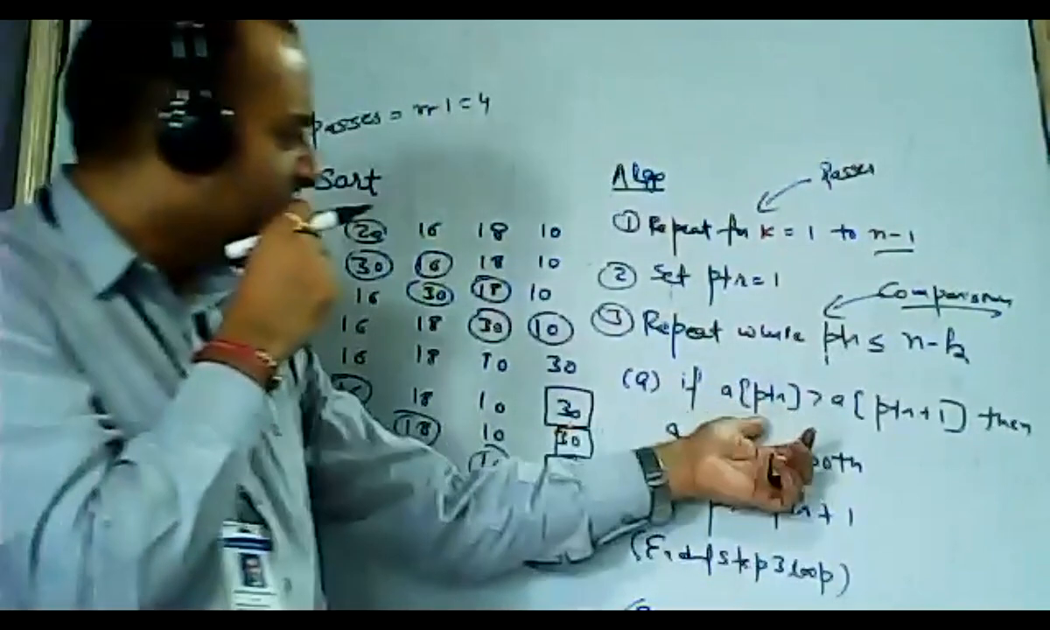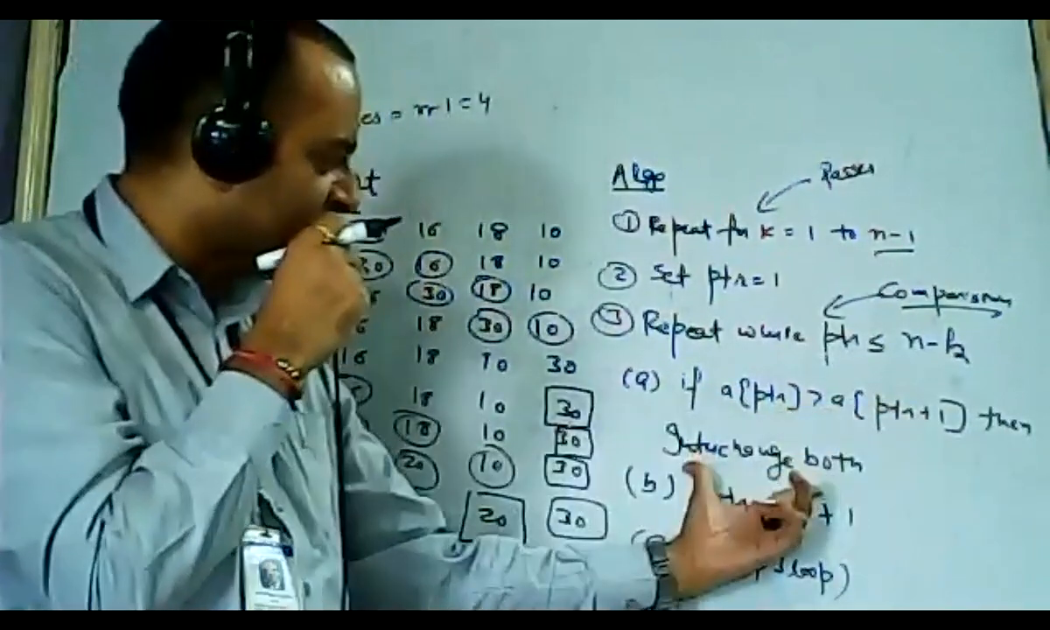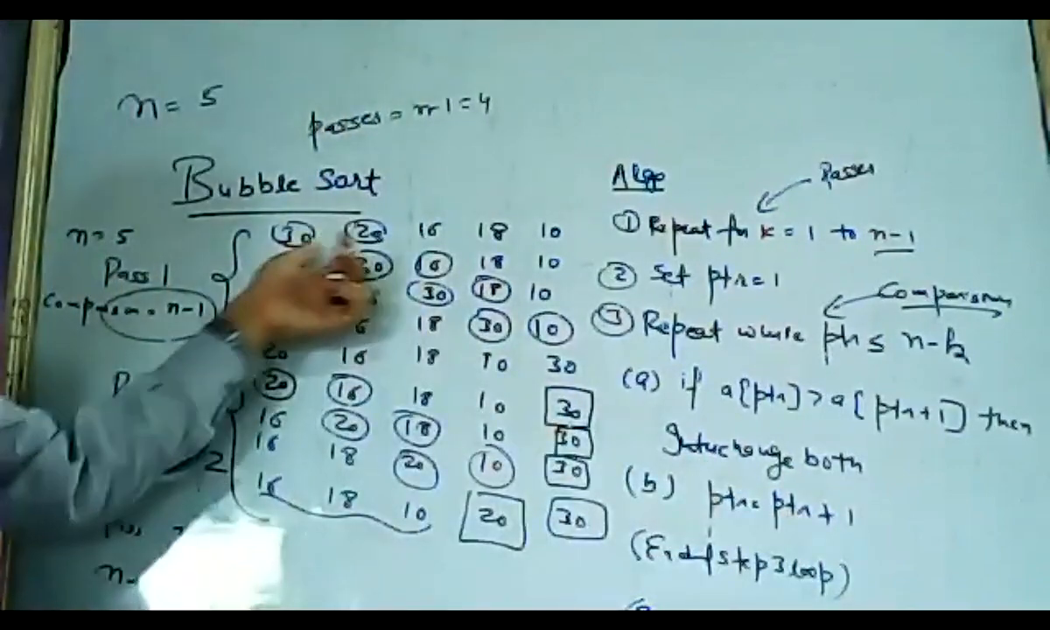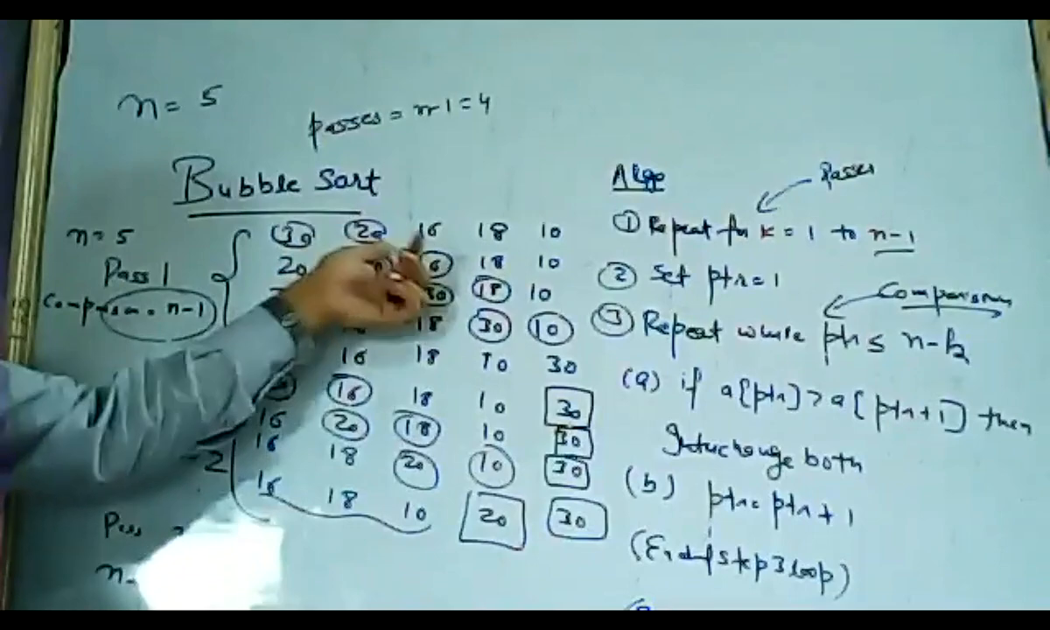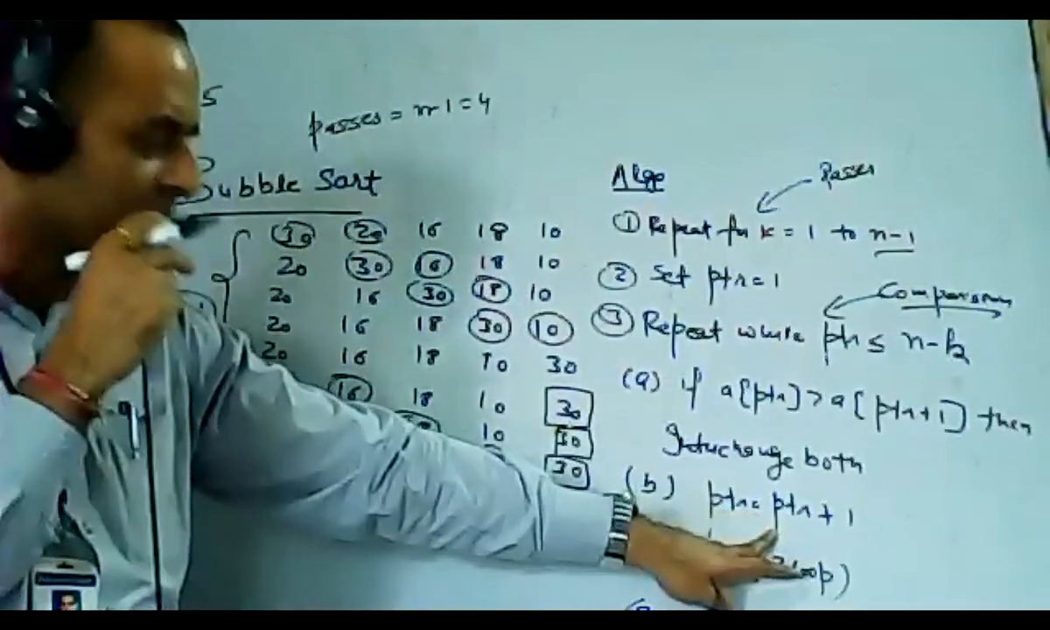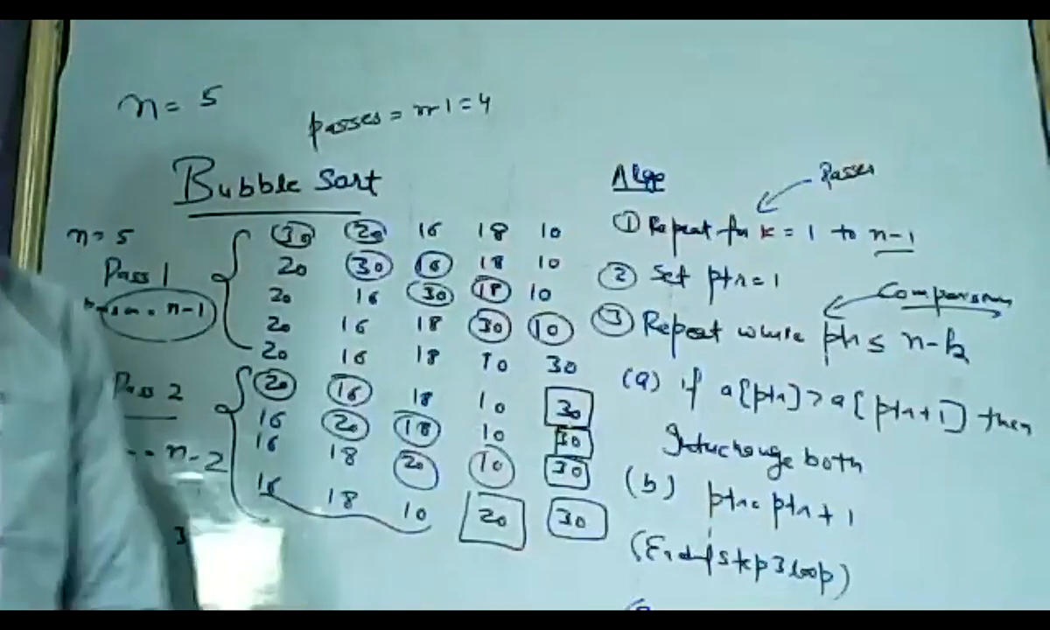Again same thing. If element is greater than the next element, we will interchange. And pointer will keep on moving. Like 30 compared to 20. 30 was greater than 20, 20, 30. Then we move to next position, 30, 16. For moving to next position, pointer is pointer plus 1.